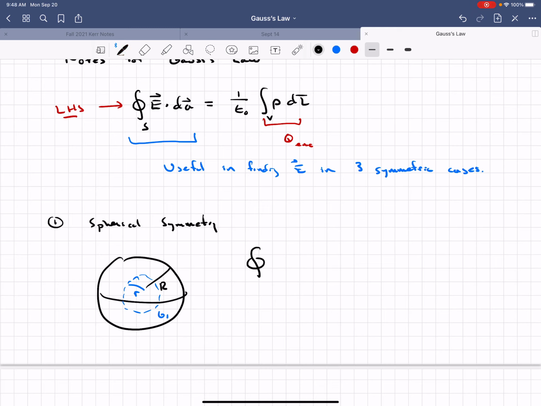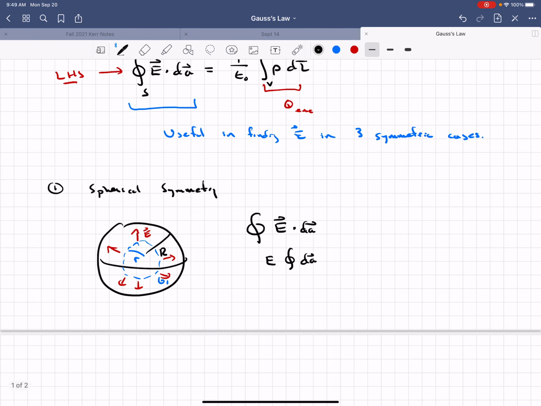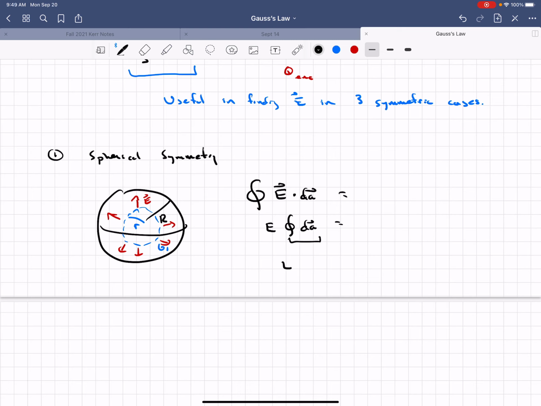So in spherical symmetry, in the integral of E dot dA, the electric field would always be perpendicular to the surface. And if I have a spherically symmetric charge distribution, then the electric field would be constant and parallel to the surface's perpendiculars. And so the electric field gets to be pulled out of the integral, and I'm just going to get E times the surface area, and that surface area is 4 pi little r squared, where little r is the radius of this Gaussian surface that I'm interested in computing. And then on the other side of the equation, I would have to integrate rho d tau, and I'll talk about integrating rho d tau separately.